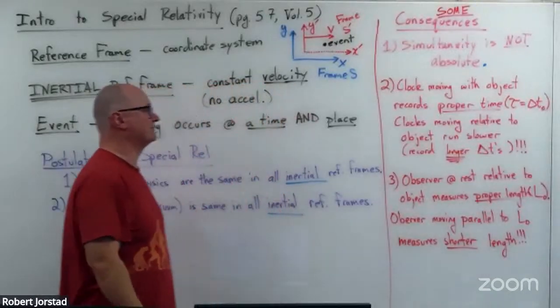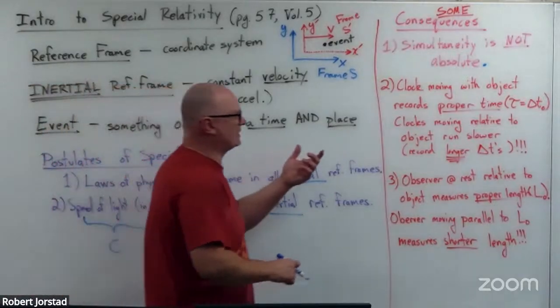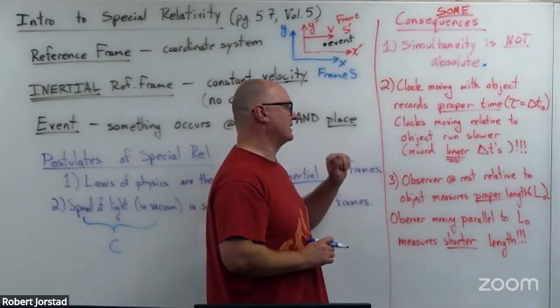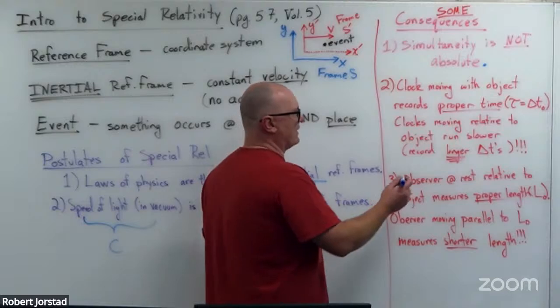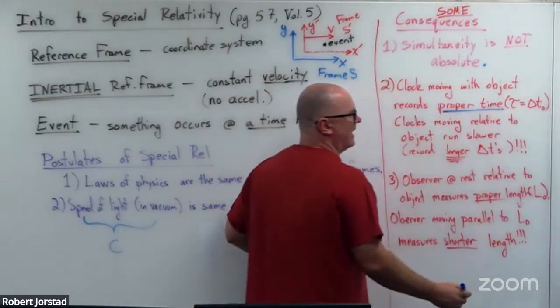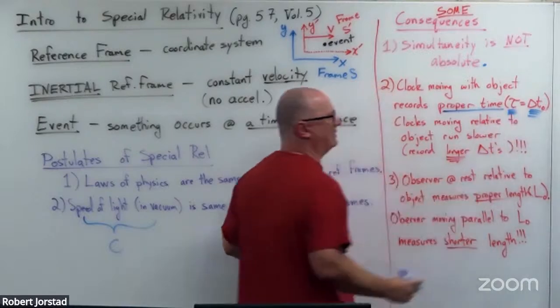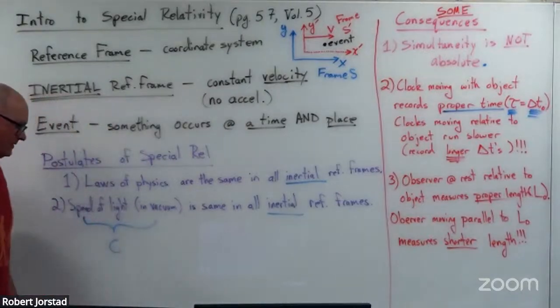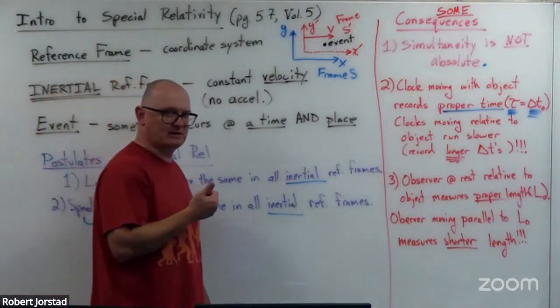That's a fact. Number two, a clock that moves along with an object records the proper time. Clocks that are moving relative to that object run slower. They record longer delta t's. So we'll use this phrase proper time. Different books will use delta t 0. Some books will use tau. But I want you to think about this. I'm in a reference frame right now, right? So I'm just going to start walking. You can imagine I'm timing something here, right?